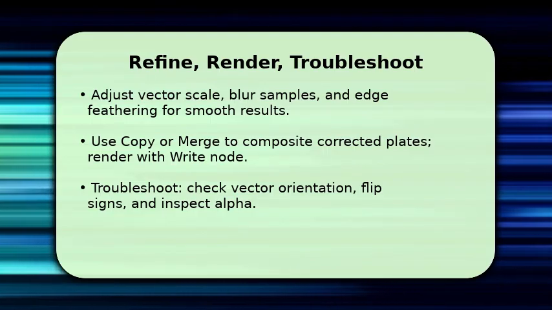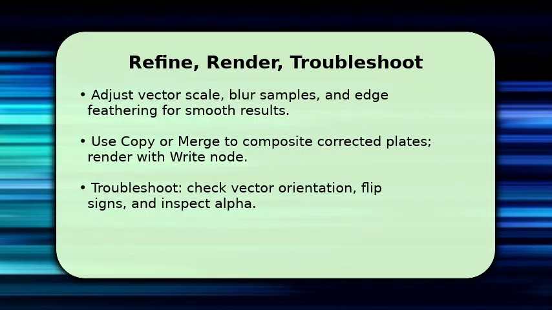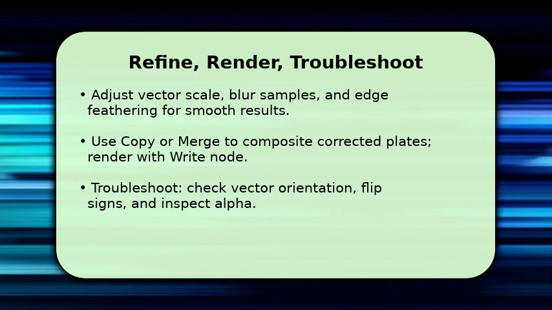If results look wrong, inspect vector orientation and try flipping X or Y signs. Also confirm alpha channels and premultiplication. One key tip: view vectors as color in the viewer.